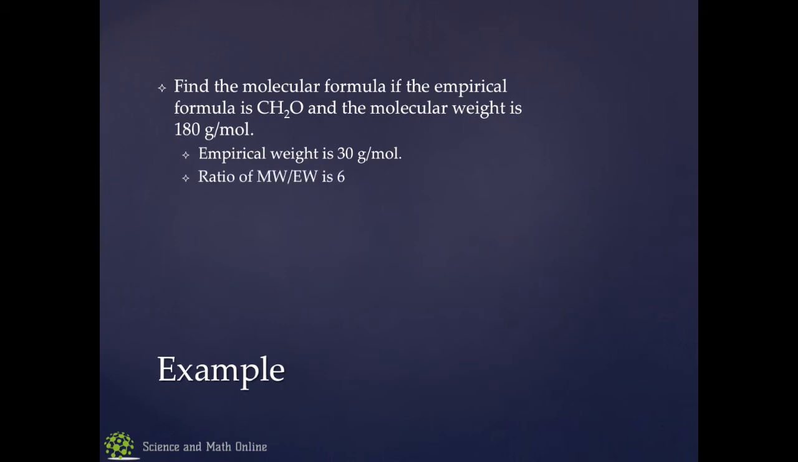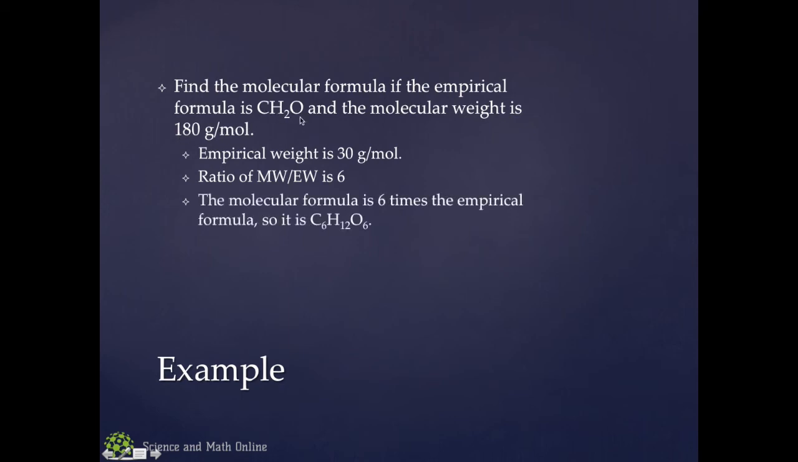The ratio of molecular weight to empirical weight then is 6. 180 over 30 is 6. So since the weight of 180 is 6 times bigger, my formula is going to be 6 times bigger. So multiply everything by 6, C6H12O6. And that's doing empirical formulas.